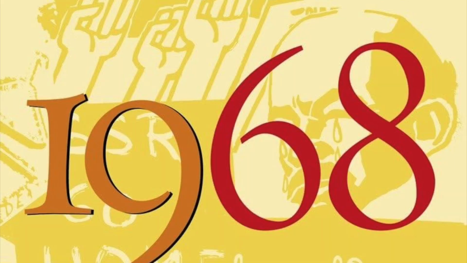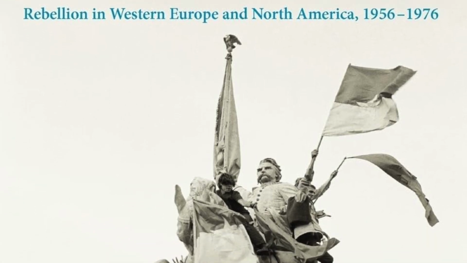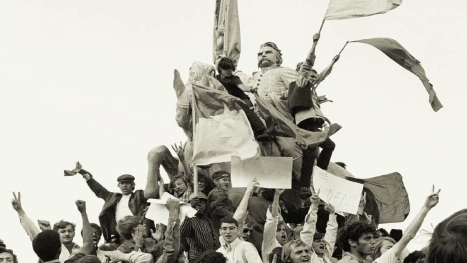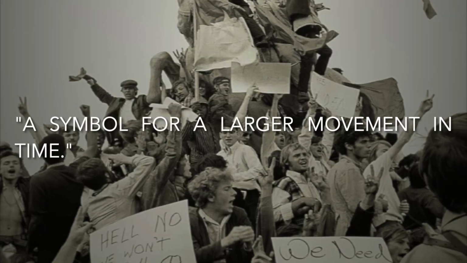But the long 1960s is not the only approach or paradigm for thinking about social change during that decade. There is a significant amount of scholarship that focuses not upon a long 1960s, but upon the year 1968. And this has both popular and academic expressions. One popular example is by American author Mark Kurlansky in his book 1968, The Year That Rocked the World. And a good academic example is The Spirit of '68, Rebellion in Western Europe and North America, 1956 to 1976, by the German historian Gerhard Rainer Horn. Horn goes so far as to describe 1968 as a symbol for a larger movement in time.